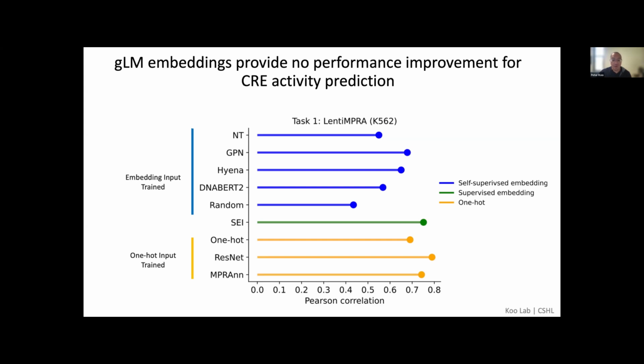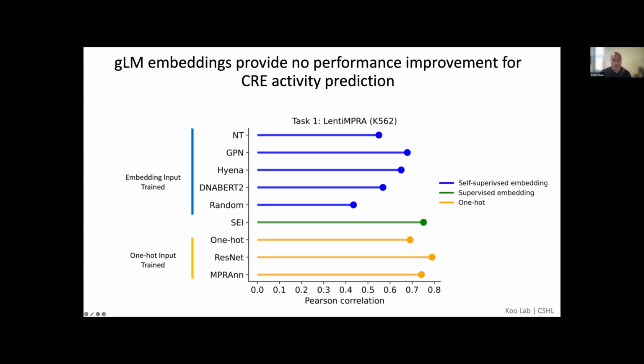And for comparison, we also included a more advanced one-hot model, Resonant, which incorporates residual connections for better feature extraction. And we also included MPRANN, which was from the original study. And this is also for comparison.